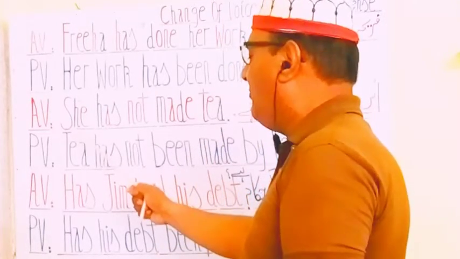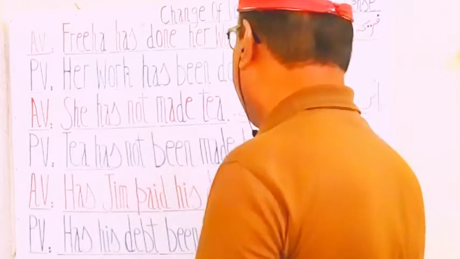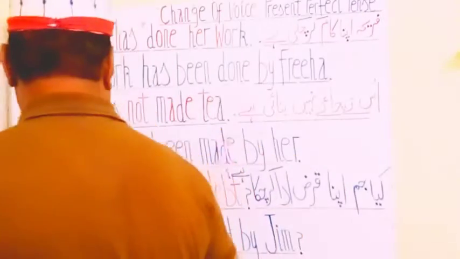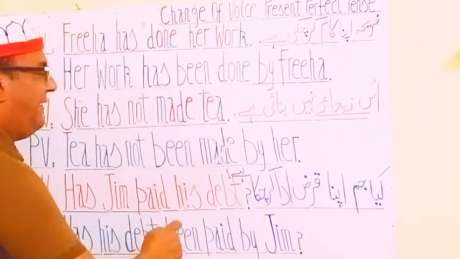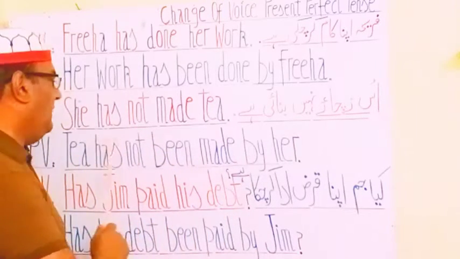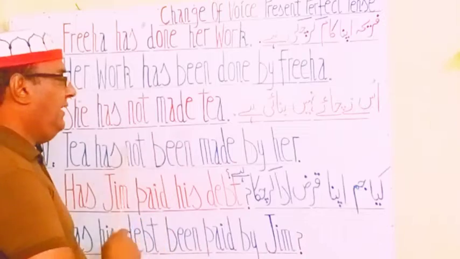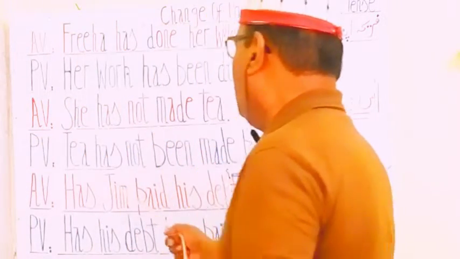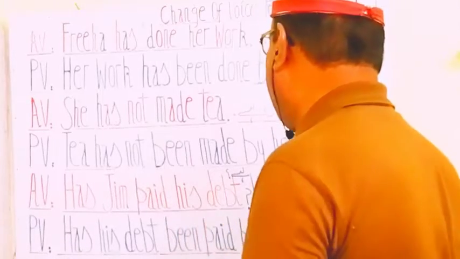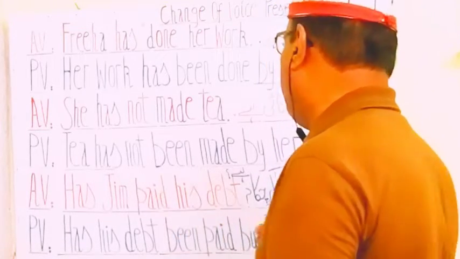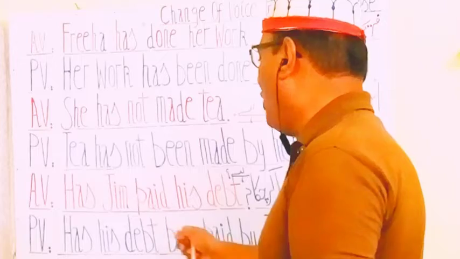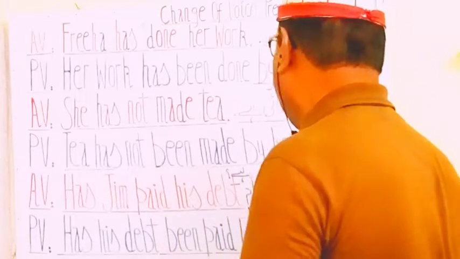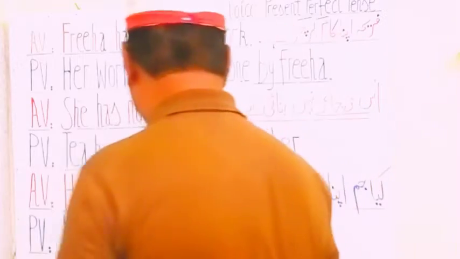Let's see the next statement. She has not made my tea. Let's see its change. Tea has not been made by her.